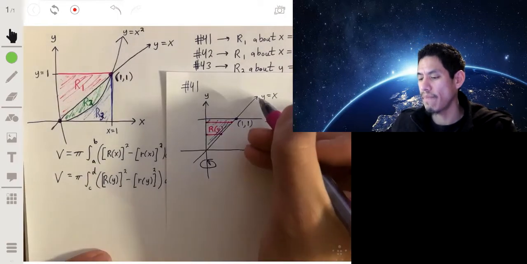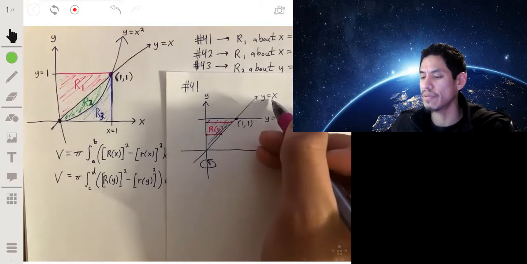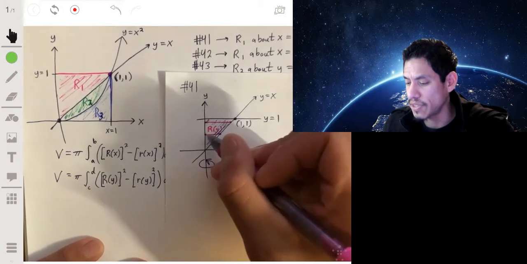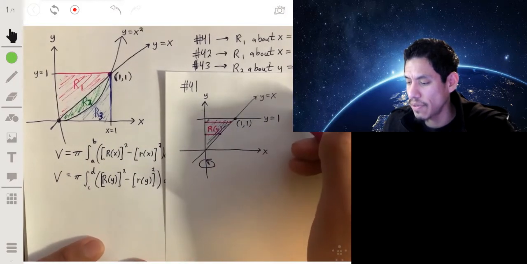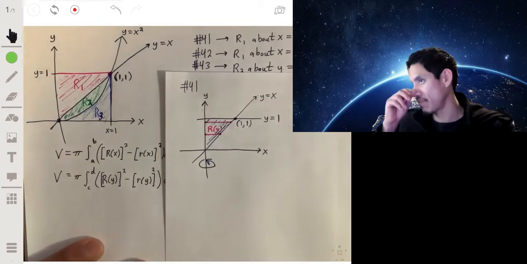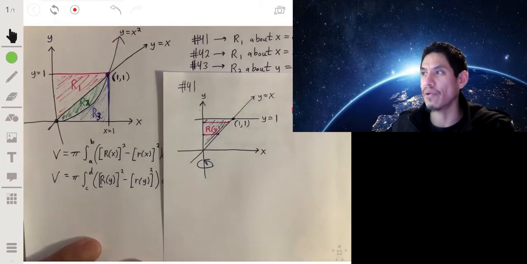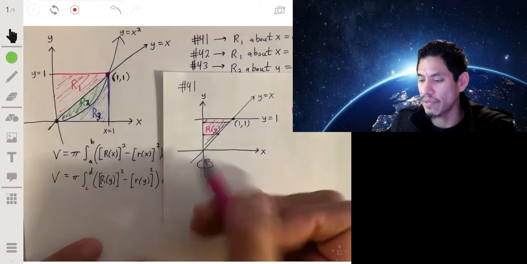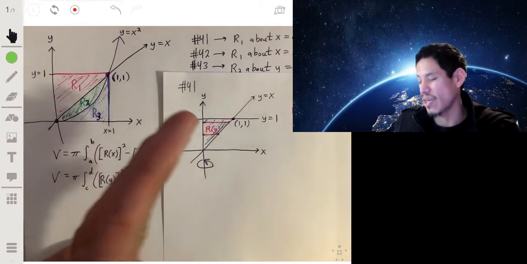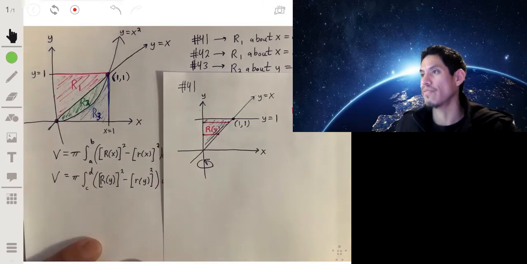Now, this one is pretty straightforward because you already have the equation. You just have to make sure we write it in terms of y. So our equation is just going to be r of y is equal to y. Now, the inner radius, there actually isn't one, or it would just be 0, because there's not a hole. If you were to rotate this, you get a cone, like a solid cone with no hole inside. It would be completely filled in.